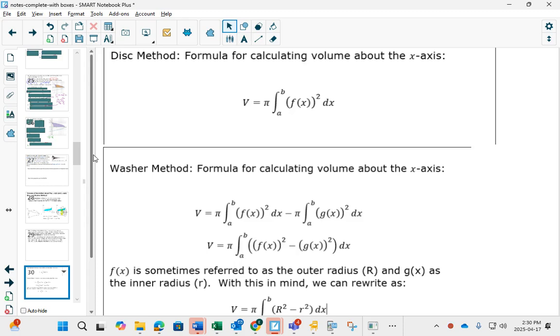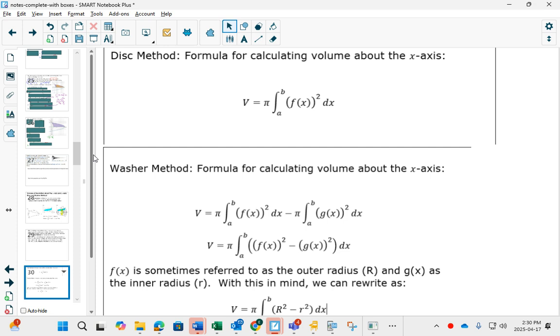If you have a solid disk and you're adding them all up, what is the shape of your disk? One of your disks is a perfect circle when you rotate it 360 degrees. What's the area of a circle? The area of a circle is pi r squared. The radius is just whatever your function is, f of x. And if we do the integral of the pi r squared from a to b, that will add up all of those disks and get you your perfect volume.